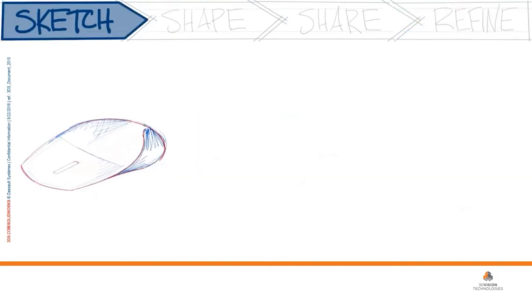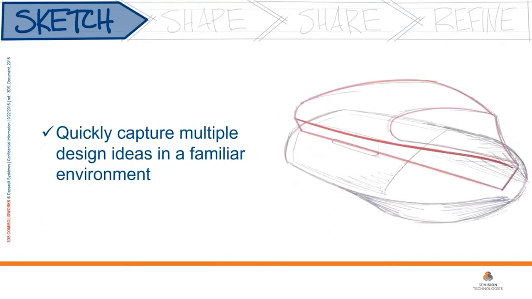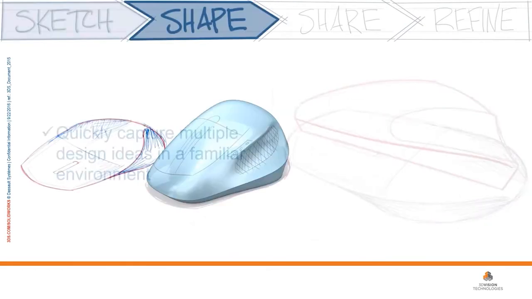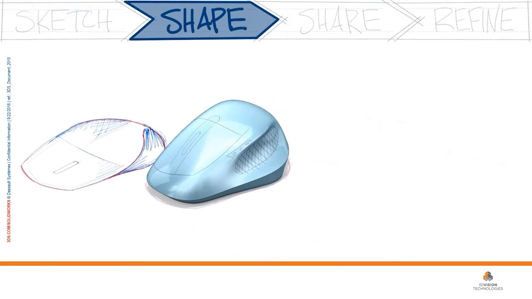All right, as far as the sketching area goes, we're just going to briefly overview that and not really show anything with that. Inside of the Industrial Designer tool, you can quickly capture multiple design ideas in a very familiar environment. If you're using a traditional artist drawing tool like an Adobe product, it's fully integrated with Industrial Designer, so you can draw these 2D sketches using something like a Wacom tablet with your pen or your stylus. Then you can use these 2D sketches to build your 3D models off of, which is really the next area we're going to take a look at, the shape area. And this is the true sub-D modeling portion.